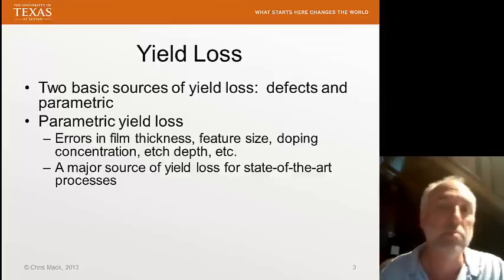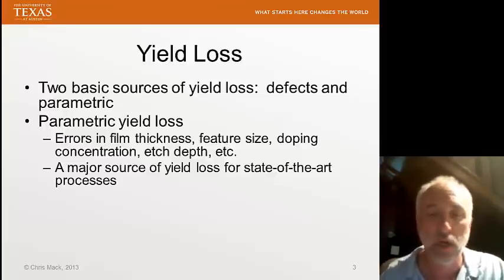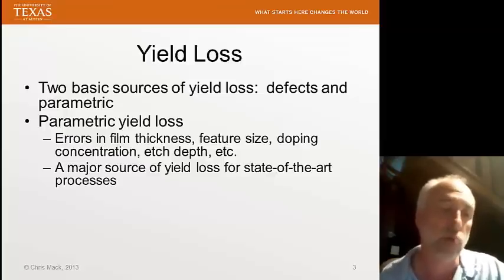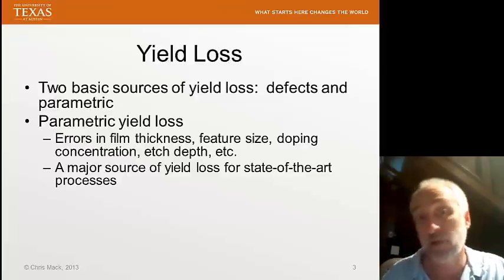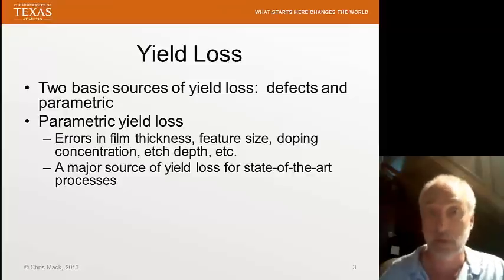Parametric yield loss is a major source of yield loss whenever we're pushing the forefront of our processes to the next level. Usually once a process has matured, we've ensured that the parametric yield losses remain small. But for brand new processes, this is often a big source of yield loss.